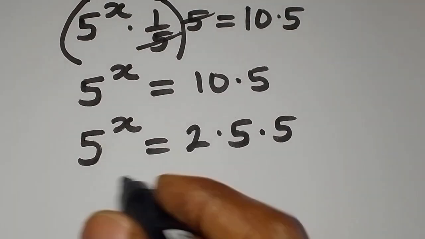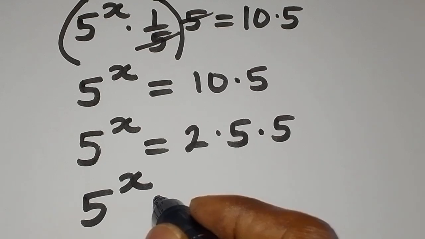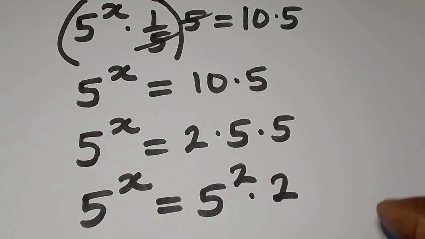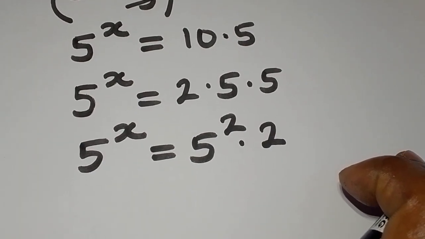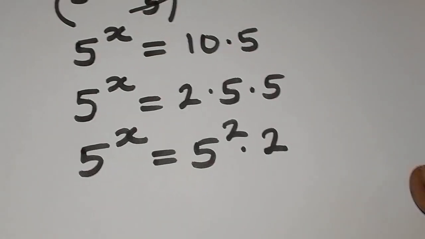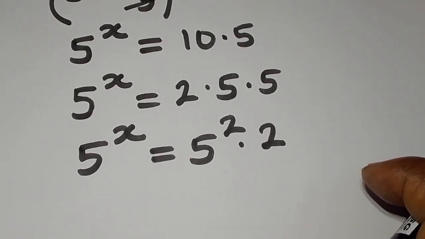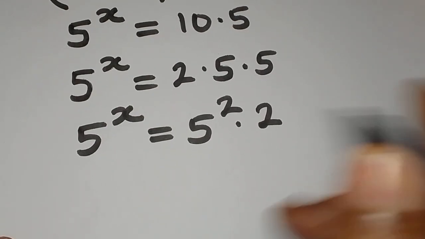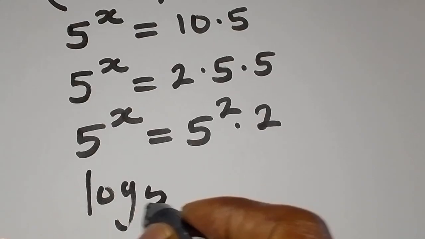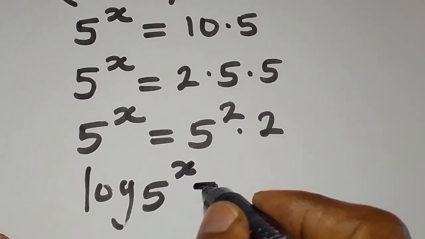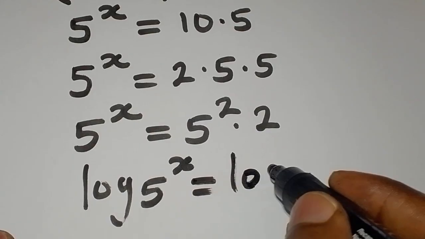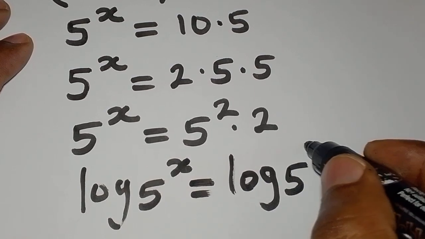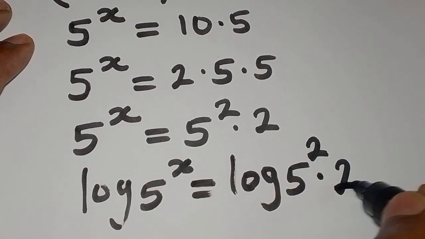So this is what we have on the right hand side. And from here, our 5 to the power of x will be equal to 5 to the power of 2 multiplied by 2. So from here now, we will just take the log of both sides, because we cannot have base 5 completely on the right. So we will now say that log 5 to the power of x should be equal to log 5 to the power of 2 multiplied by 2.